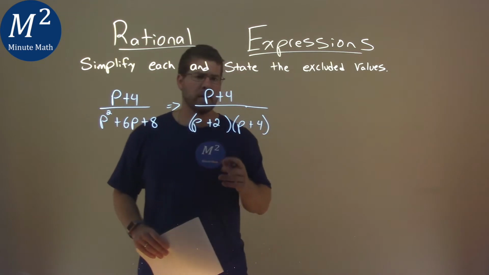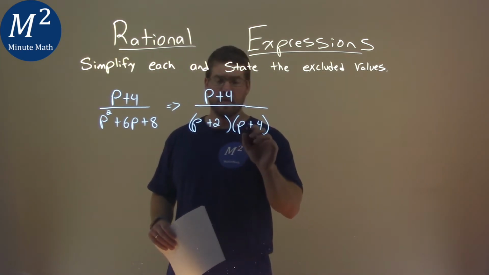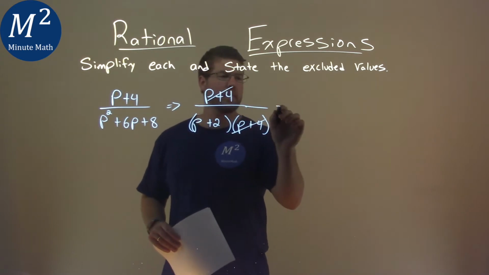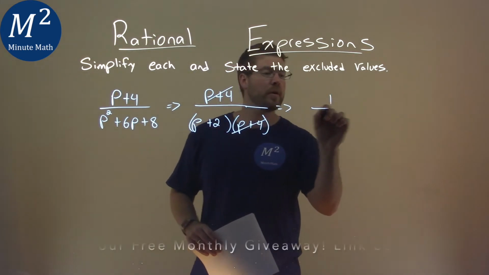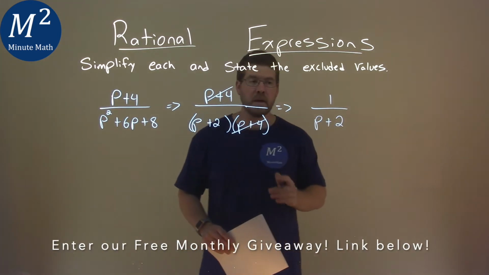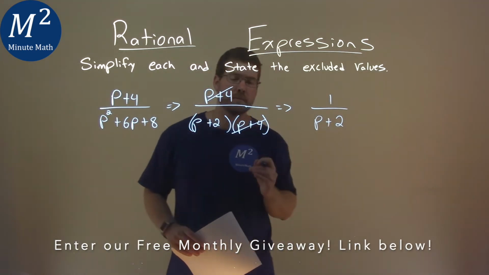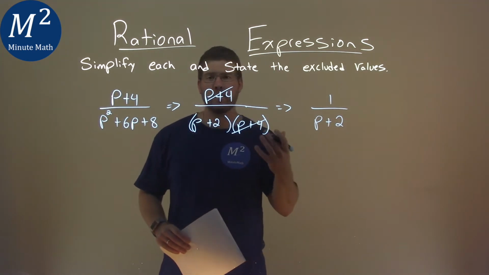So as we're simplifying, we can see the p plus 4 and p plus 4 here cancel out, and we keep going. We're left with a 1 in the numerator, and we have a p plus 2 in the denominator. And so great, we've simplified this expression, 1 over p plus 2. But we need to state the excluded values.